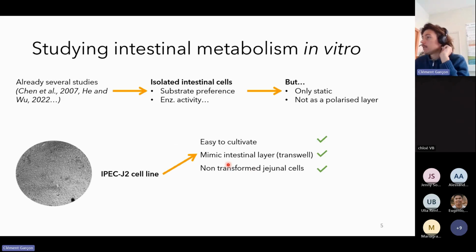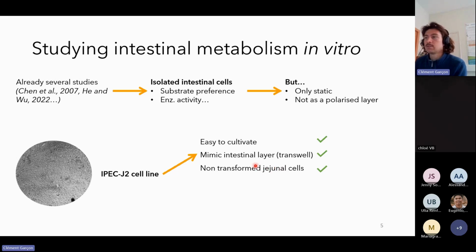And they mimic an intestinal layer well because they form a polarized layer with an apical side and a basolateral side. And you can cultivate them on transwells. They are non-transformed jejunal cells from pigs. So, for example, there is a famous intestinal cell model called CACO2, which are human cancer cells. And these ones are pig cells, and they are not cancer cells.